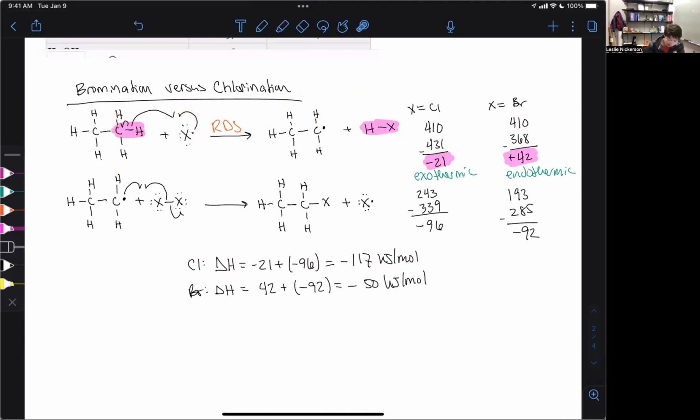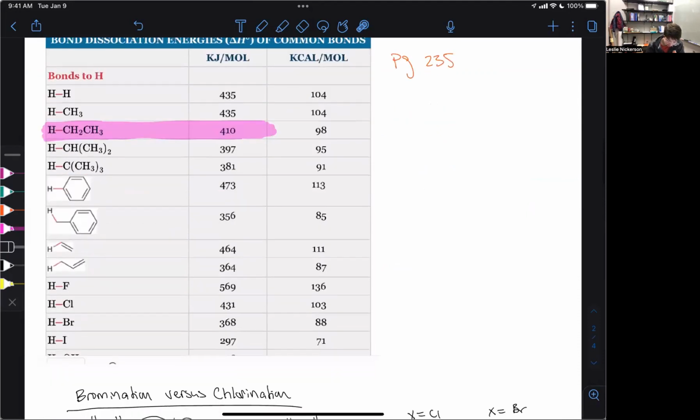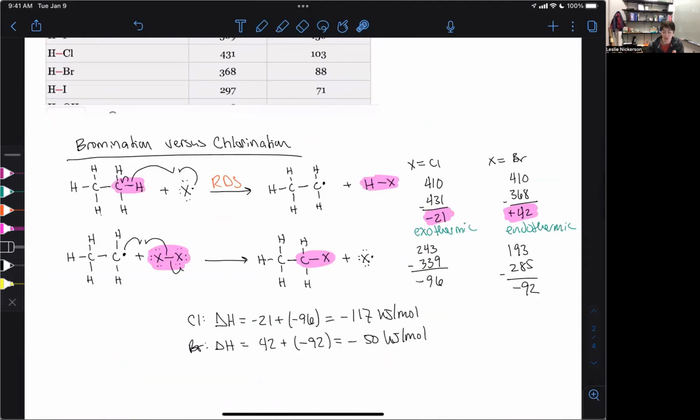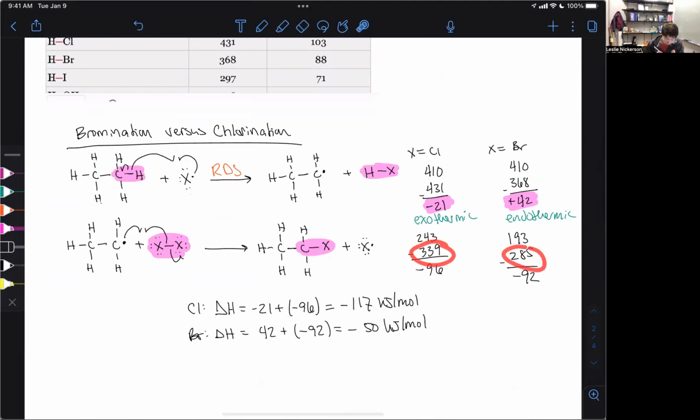But if we look at the second step, where we now have halogen abstraction, where we're reforming our propagating radical and forming our product, we're breaking that halogen bond and forming that CX bond. Again, I got the numbers for this CX from that table on page 235. I don't have it on this page right now, but if you check it out, that's where these numbers came from.